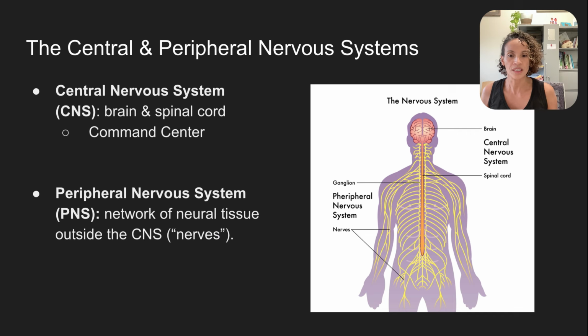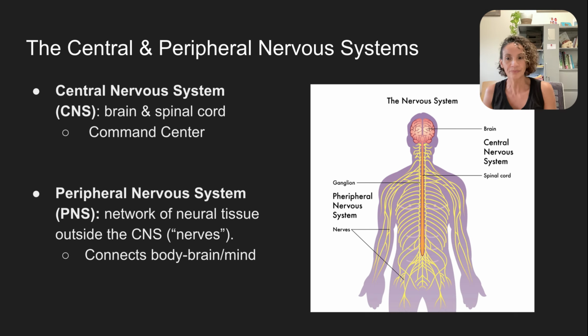They are, of course, connected to your peripheral nervous system, which is a vast network of neural tissue outside of your skull and your spine. So basically, all the nerves throughout your body. Your peripheral nervous system connects your body and brain to your mind, right? Your brain and mind here in the central nervous system to your body, all the nerves that go out to the periphery.